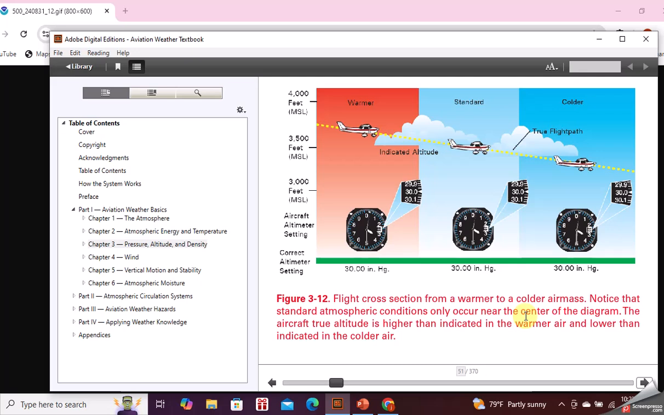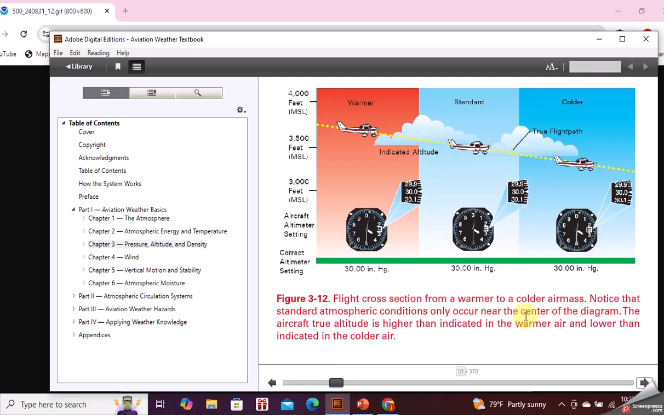So the atmosphere is less dense. We know that when it's warmer. So that means that instead of pressure decreasing at what we would consider the standard rate, it's going to decrease at a different rate, slower. If the atmosphere is colder, the molecules are packed closer together, and the atmosphere is going to decrease pressure at a faster rate.